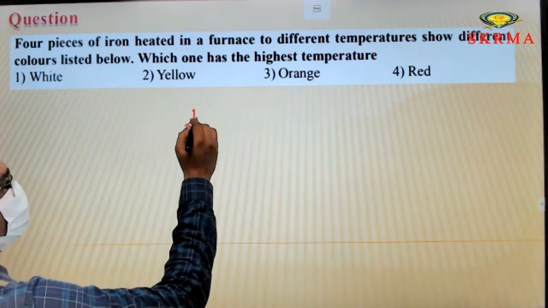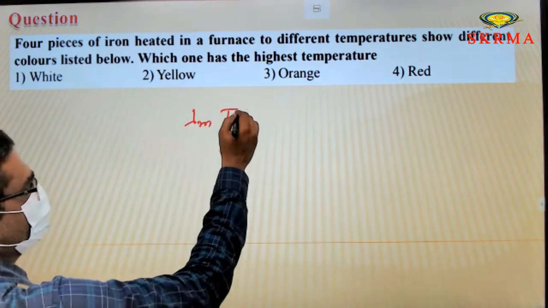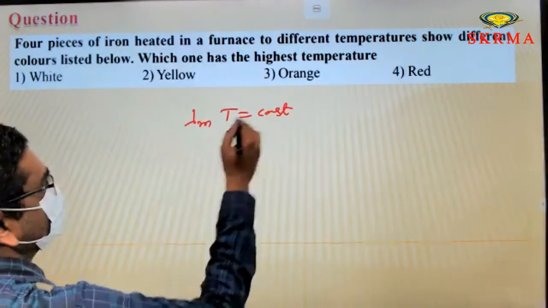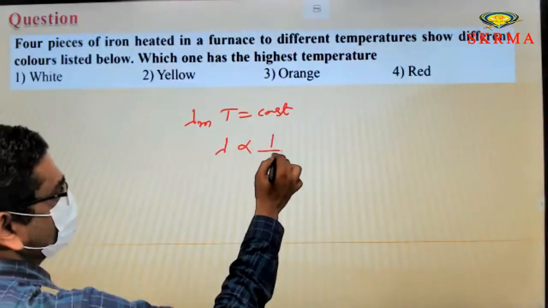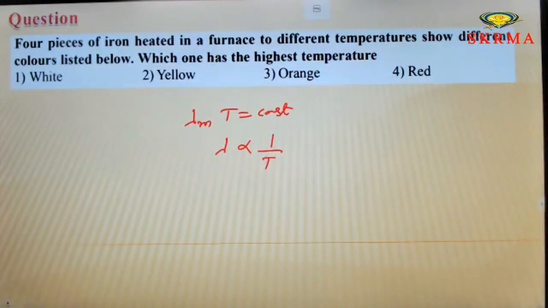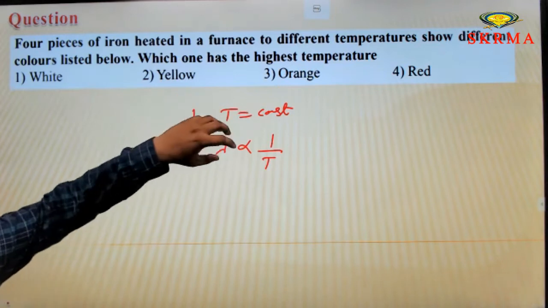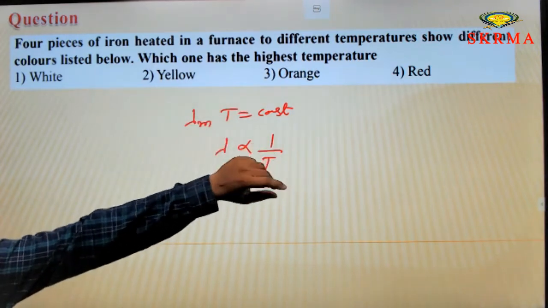Wien's displacement law: lambda maximum into temperature equals a constant. That means lambda is inversely proportional to temperature. Lambda is nothing but color. So wavelength is inversely proportional to temperature.